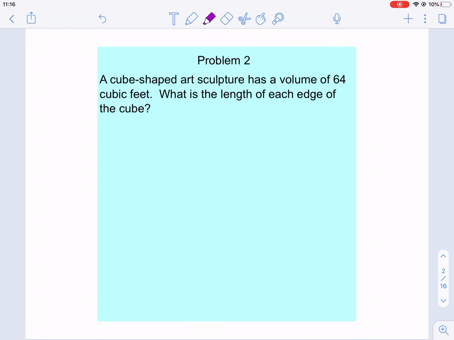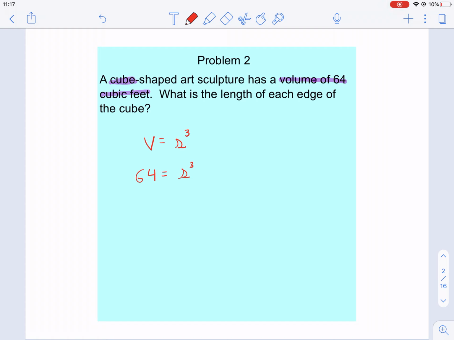Now in this problem, we have a volume, and we're talking about a cube. So we have a volume of 64 cubic feet, so we're going to need our volume formula for a cube. The volume formula for a cube is equal to the side to the third power. So now just like the previous problem, I'm going to plug in all the information that I know. So the volume is 64 equals S cubed.